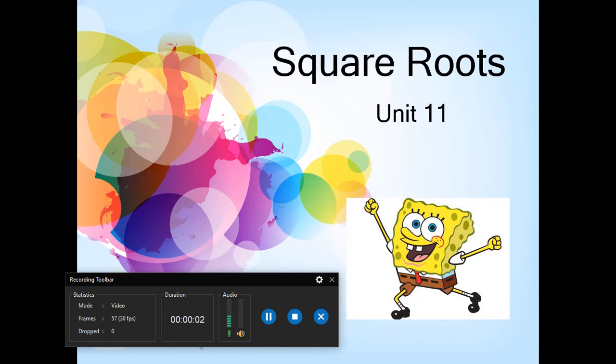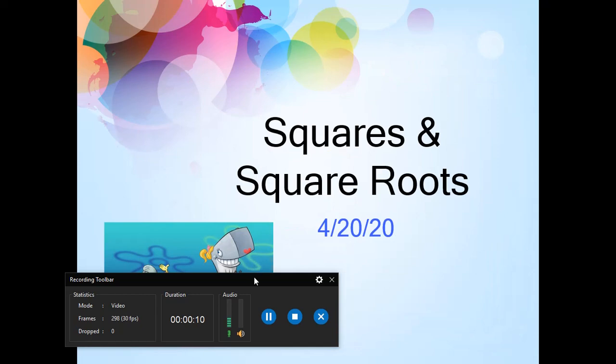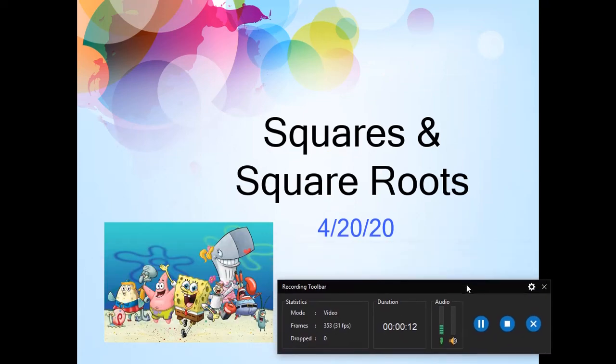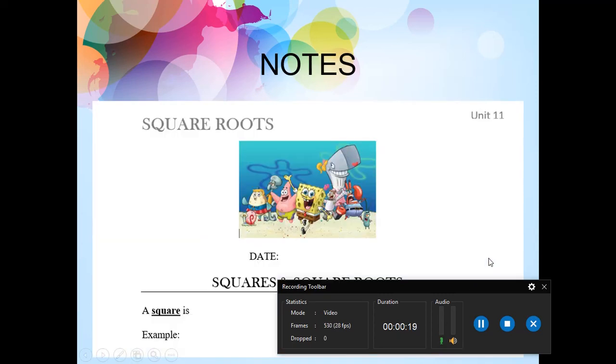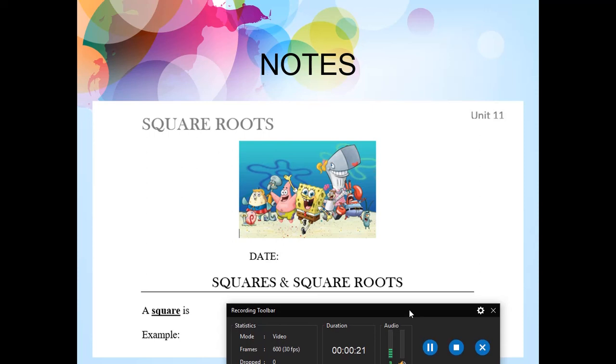Today we're going to start a brand new unit. This entire unit is about squares and square roots. Today we're going to focus on calculator use in squares and square roots. And this is the note packet that you'll need for today's notes.